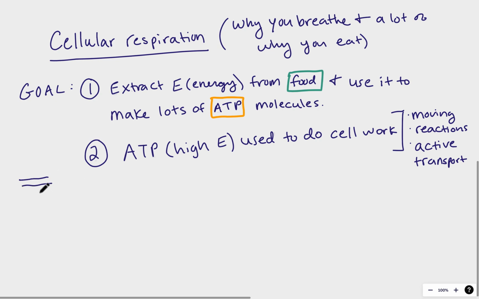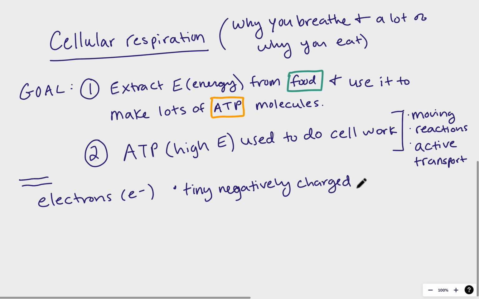I mentioned this word electrons. You may have heard of it before. We abbreviate it E superscript minus. They are tiny, negatively charged particles, parts of the atom. So an atom is the smallest unit of matter, but it's made of subatomic parts like electrons.